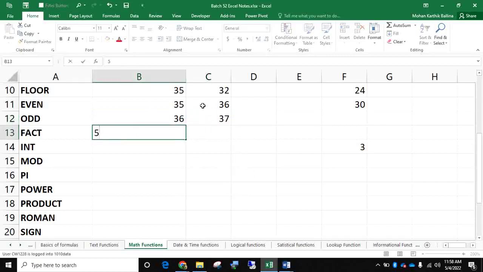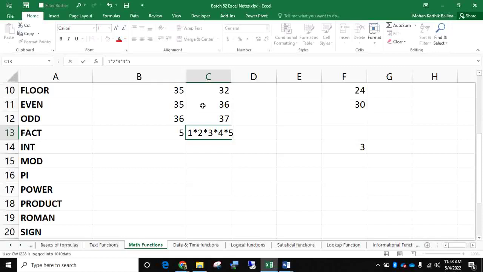Do you know factorial? Do you know what 5 factorial is? 1 into 2 into 3 into 4 into 5. When we were studying in 6th, 7th, 8th, 9th class in maths, 5 factorial, right? If you remember, that is a factorial. We don't need it much here, I'm just telling you.